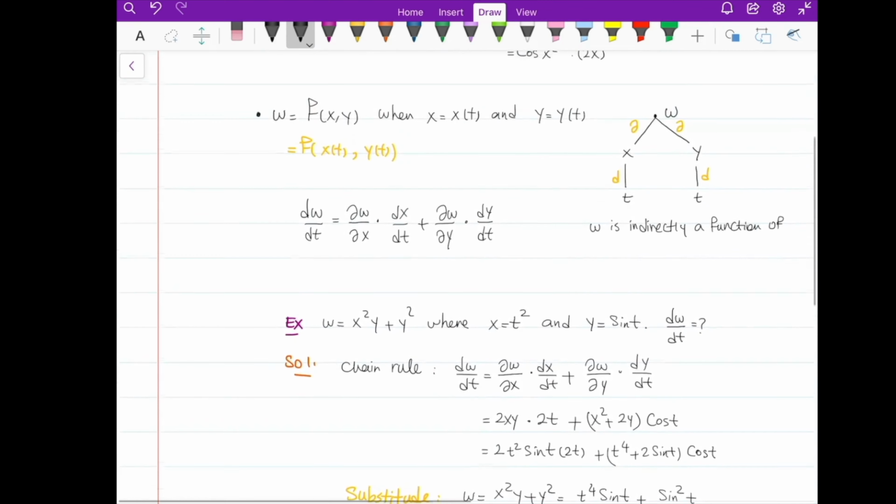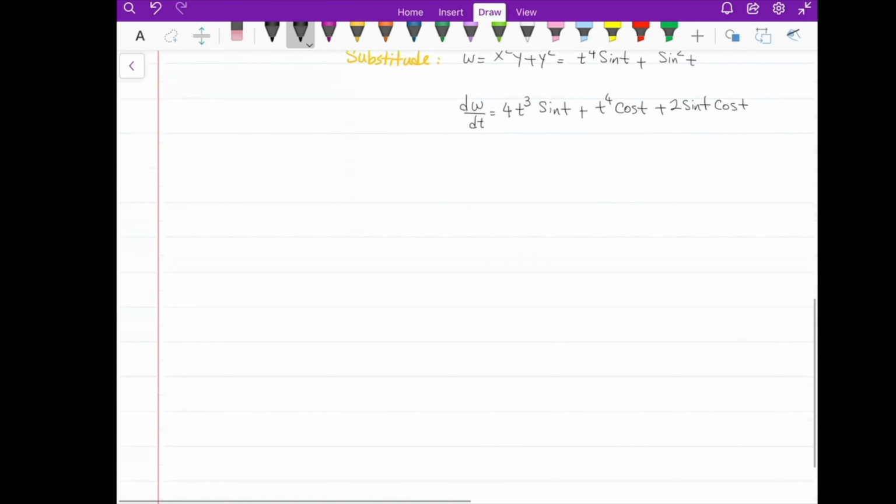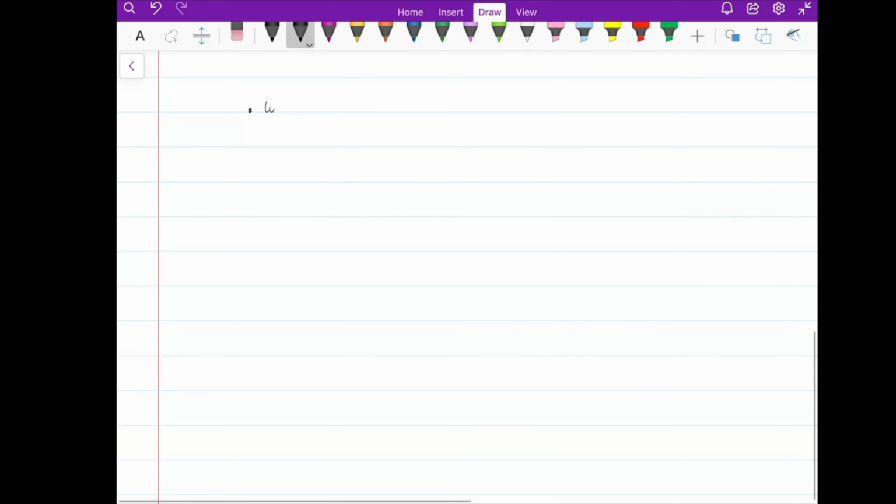So that was about this situation, that w is a function of x and y, and then x and y are just a function of just one variable. Now we have another situation where w is a function of two variables, and x is a function of two variables, u and v, and y is a function of two variables, u and v. Okay, so what is the situation here?